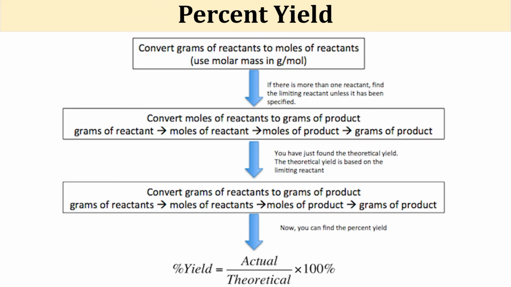Problem solving technique. In order to find the percentage yield, we first need to convert grams of reactant to moles of reactants. If there is more than one reactant, we must find the limiting reactant unless it has been specified. Then convert moles of reactant to grams of product to find the theoretical yield. The theoretical yield is based on the limiting reagent. After that, you can find out the percentage yield by using the formula actual over theoretical yield times 100%.